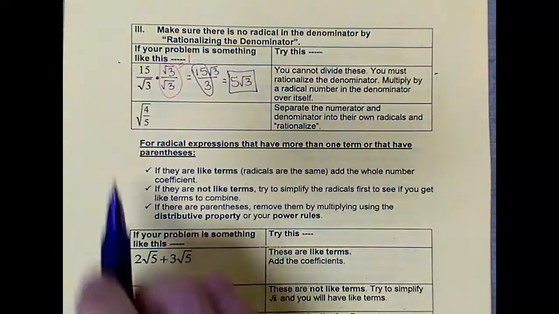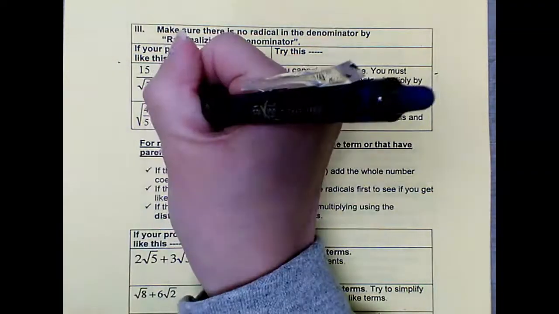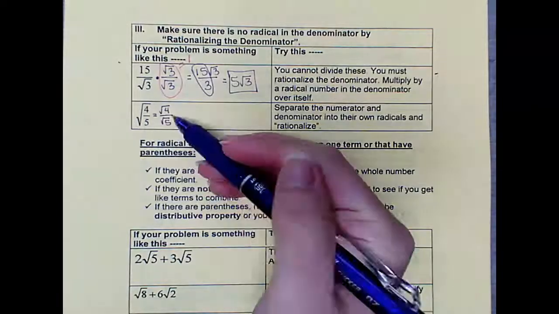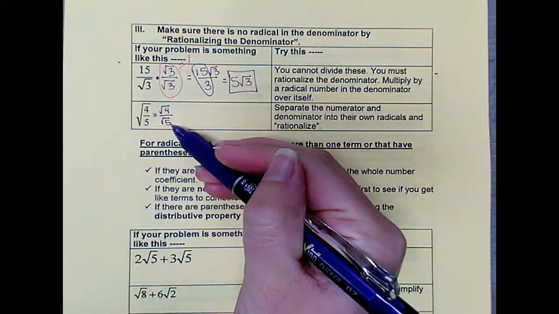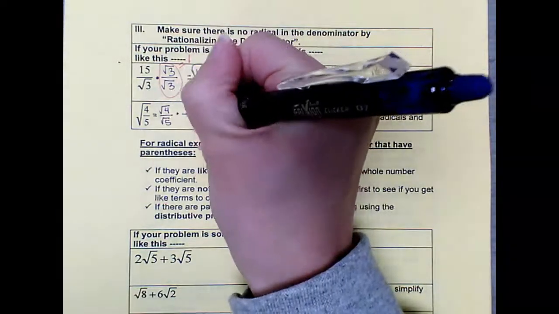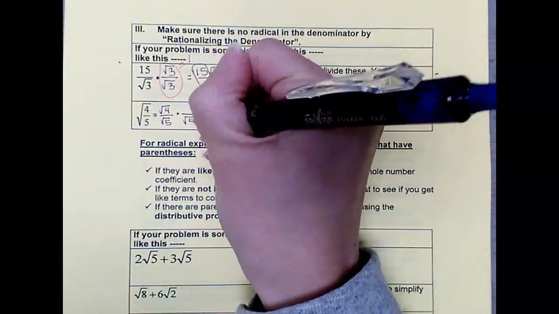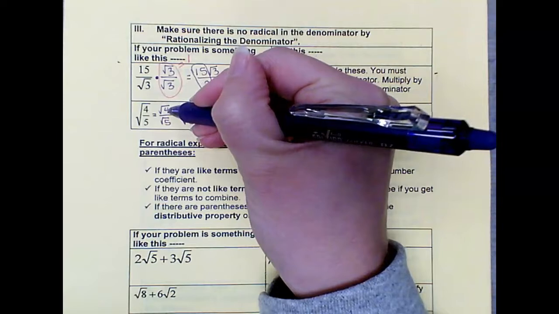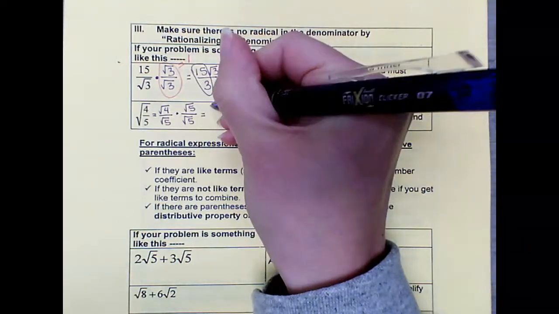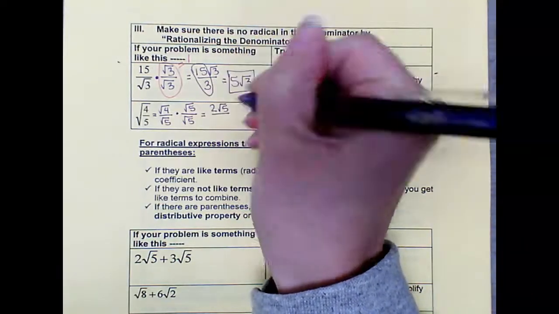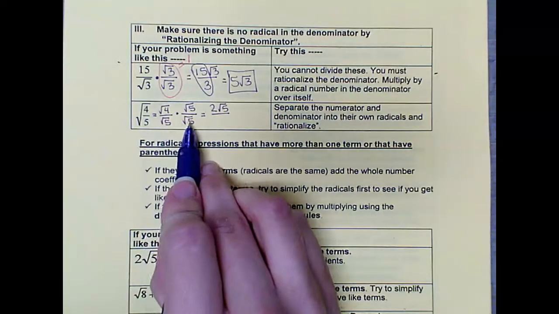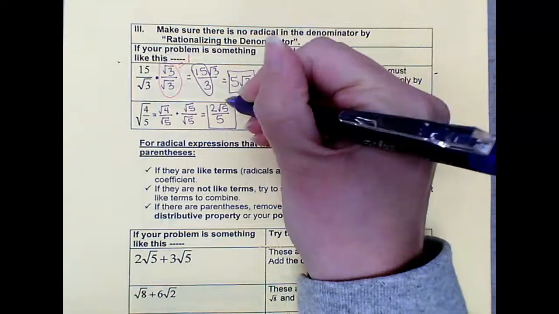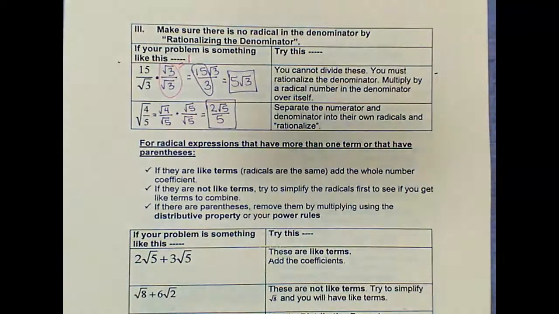Now I want to do the same thing in this problem, but the numerator and denominator need their own radical. I need to multiply by something that has a value of 1, but it will get rid of that square root of 5 in the denominator. So I'm going to multiply by the square root of 5 over the square root of 5. The square root of 4 is 2, and if I multiply 2 times square root of 5, this is my numerator. And then the denominator, the square root of 5 times the square root of 5 is just 5. And 2/5 doesn't simplify anymore. So this is my final answer.